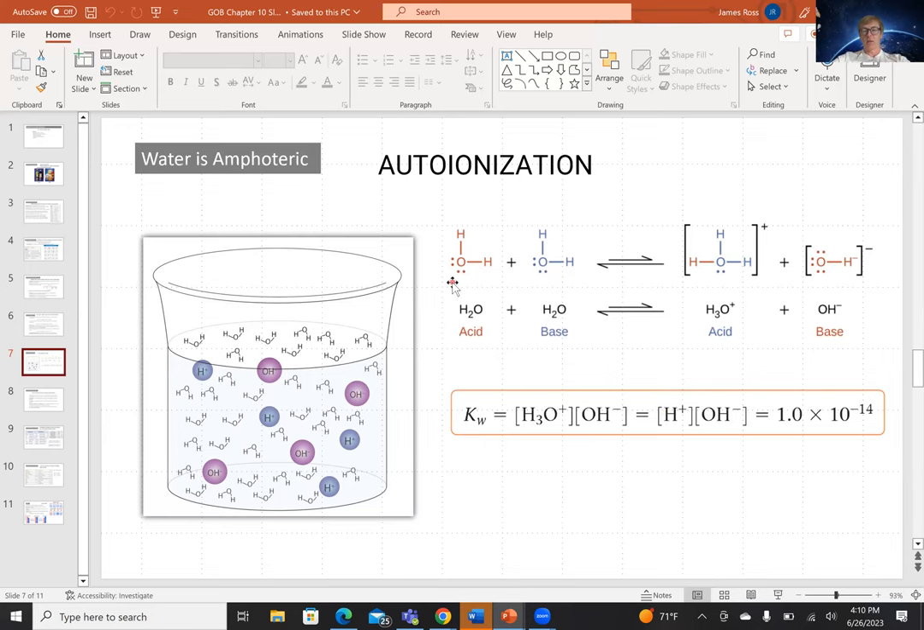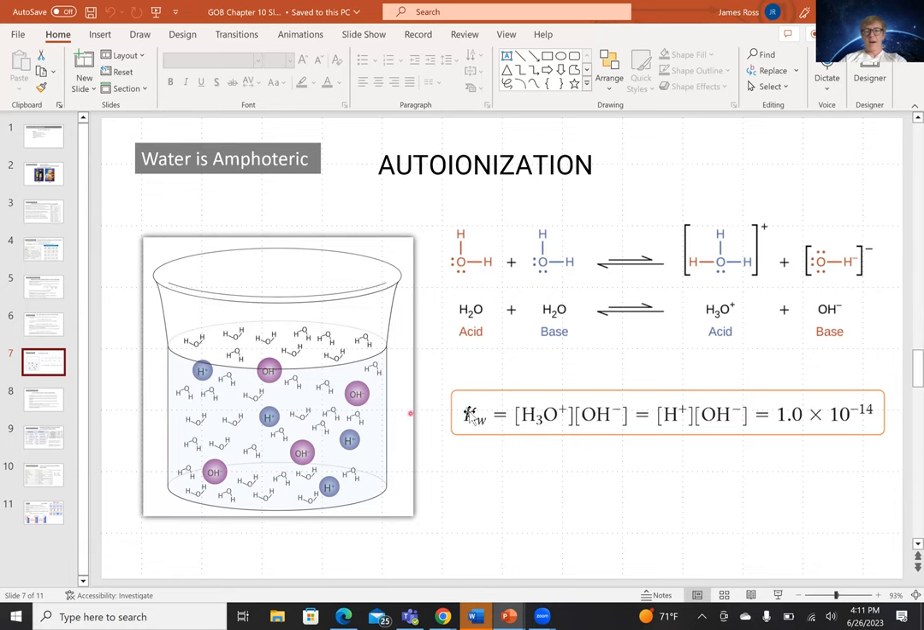You can link the two red structures on either side of the arrows as a conjugate pair. They differ by one proton. You can lump together the two blue structures. They differ by one proton. You can label them as a conjugate pair.